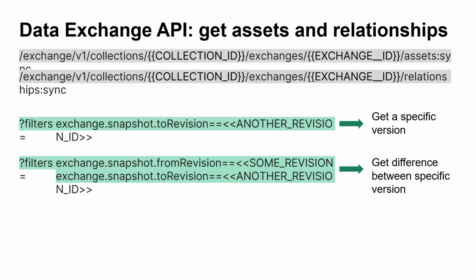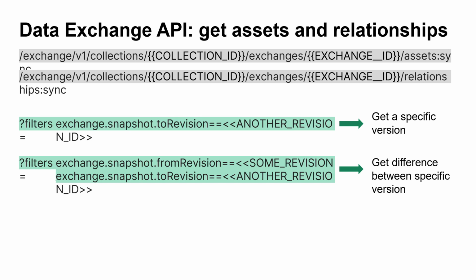Retrieving assets and relationships is done through separate endpoints with the same structure. In case no revision ID is specified, the call to these endpoints will just get the assets and relationships for the latest state. Both these calls support a filters query parameter, where we can specify from revision and to revision keys. This powerful filters query parameter supports combinations.